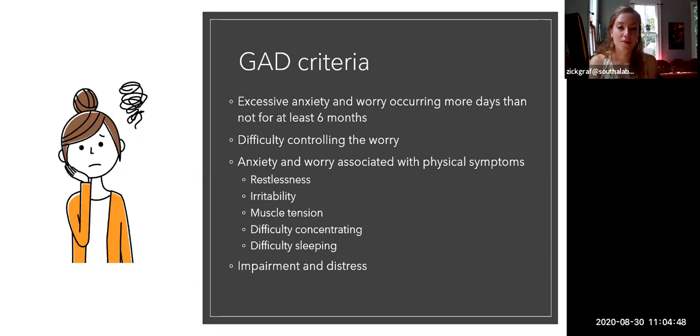GAD involves physical signs of anxiety and worry. So things like restlessness, muscle tension, difficulty concentrating, difficulty sleeping, irritability. And then, of course, like most disorders that we're going to talk about, you can't get diagnosed with GAD unless this worry and the associated physical symptoms cause impairment or distress.